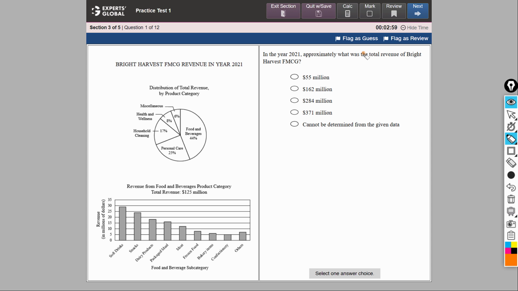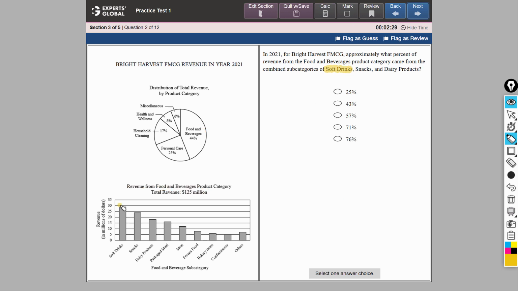We need to determine the total revenue of this company. We know that the revenue from food and beverages is $125 million, and we also know that food and beverages contribute 44% of the total revenue of the company. Therefore, we can say that 44% of the revenues are equal to $125 million. Therefore, 100% is going to be 125 divided by 0.44 million dollars, which is approximately $284 million.